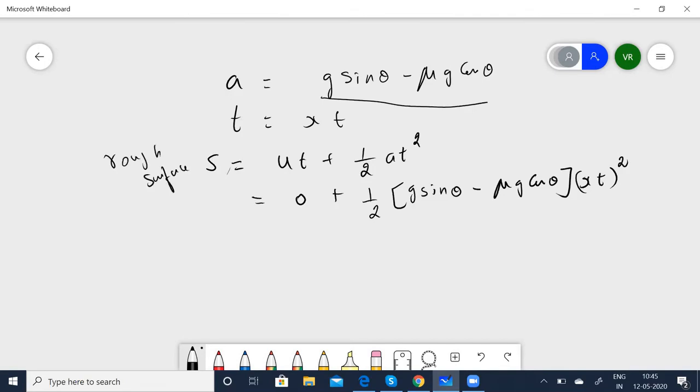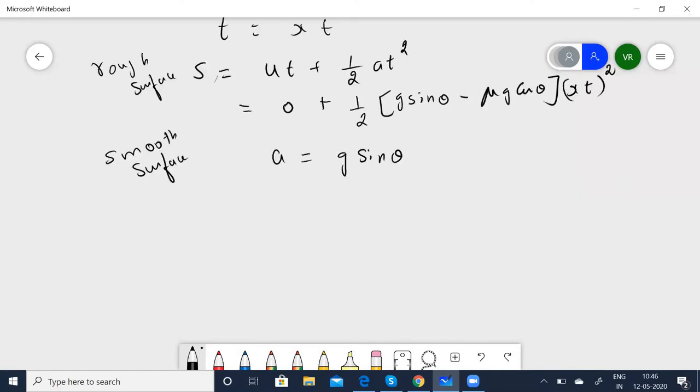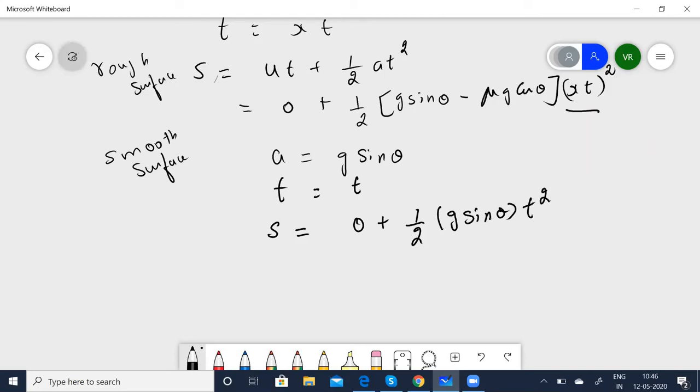Now let us calculate for the smooth surface. In that case, a is now going to be just g sin theta. Time is now going to be just t. So here s is 0 plus half into, in the place of a, put g sin theta into t squared. Now let me take this as equation 1, and this as equation 2.